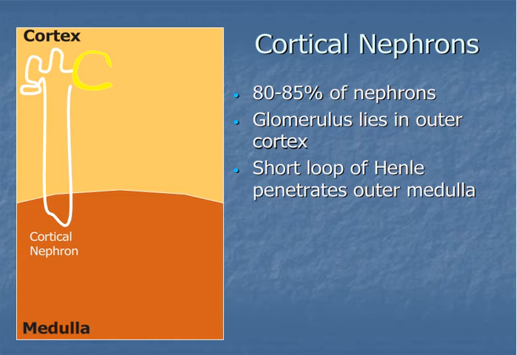Now, there's two different types of nephrons in the kidney. 80 to 85% of the nephrons in the kidney are going to be what we call cortical nephrons. That is, the majority of the nephron resides within the shallow cortex of the kidney. And so they do have a rather short loop of Henle that only penetrates a little ways into the outer medulla.